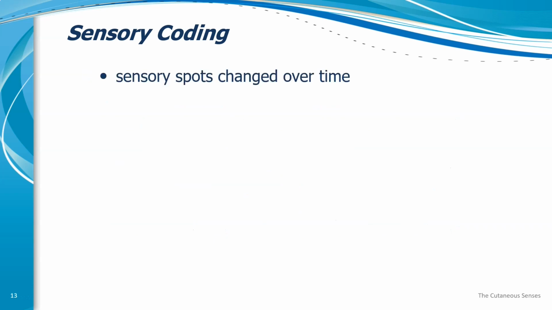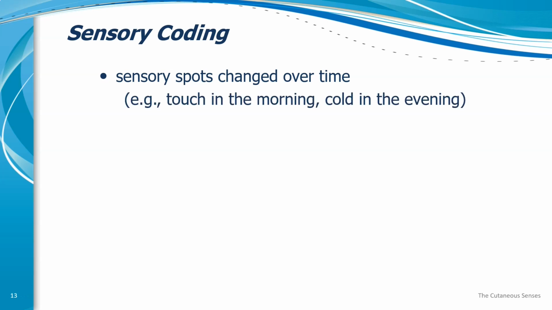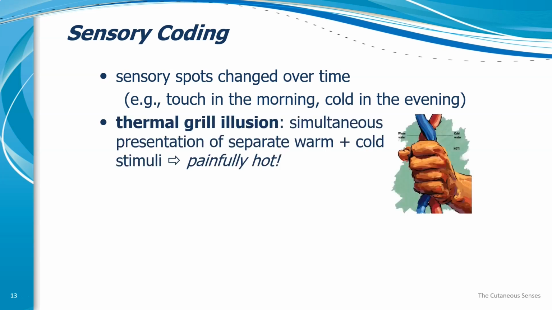We're continuing with the problems. The sensory spots changed over time. So if you do this research, you might find a touch spot, and you're not cutting open the skin, okay? You're just identifying the punctate spots. In the morning, 1 particular square millimeter of tissue might be sensitive to touch. And then in the evening, you try it again, and it's not sensitive to touch, but now it's sensitive to cold. What? What's happening?